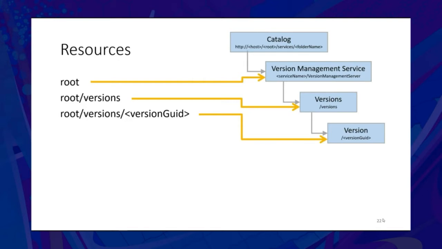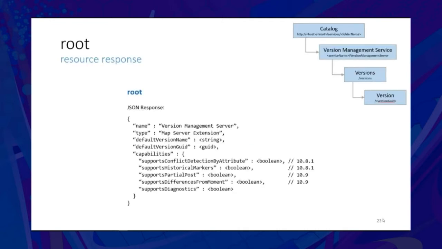And in the URL, you'll be using the version GUID as part of the URL when you're working with a version resource. Now, when you do go and talk to the version resource, if you ask it for just its default JSON response, this is what you see. You'll see some information. It says, of course, I'm a version management server, I'm a map server extension. What is the name of the default version? And what is the GUID representing the default version?